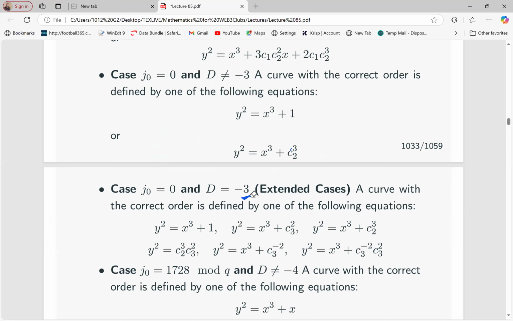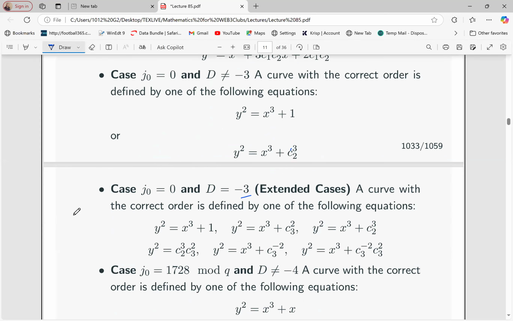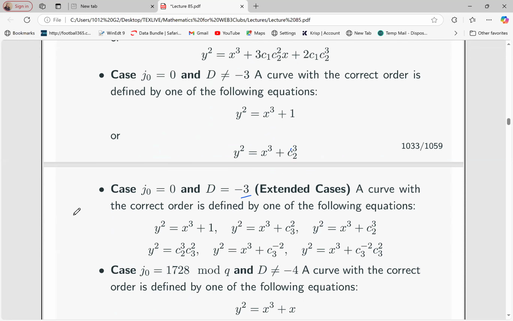Now, the other thing that can happen is that you found your J invariant to be 0, and the D you calculated above was -3. If J naught was 0, that is the J invariant, and D was -3, then your curve is supposed to take any of these forms. It should be either this form, or this form, or this form, or this form, or this, or this.